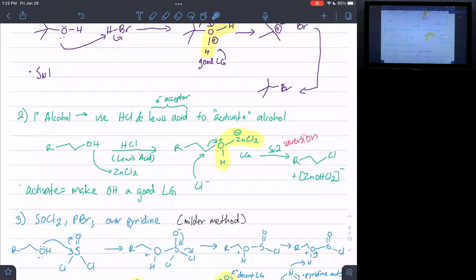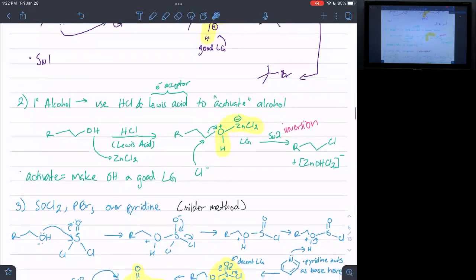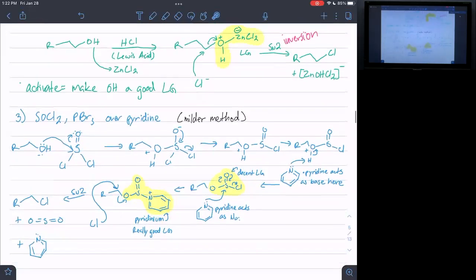Oh yeah, and this is called activation. Activation means making the water or the alcohol a good leaving group. So then you have these reagents. You have PBr3 and SOCl2. And then this is going to happen over pyridine. This is milder. I don't know what milder means. I know Roche said it, and I just memorized it. I don't know what mildest means. That's what I have too. Yes. So this is a milder method, not the mildest.